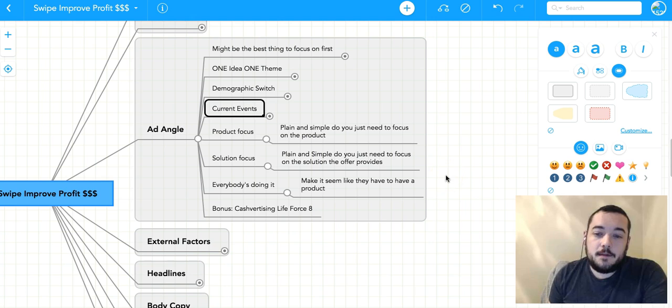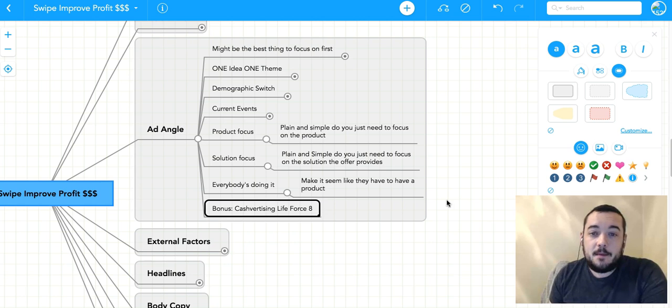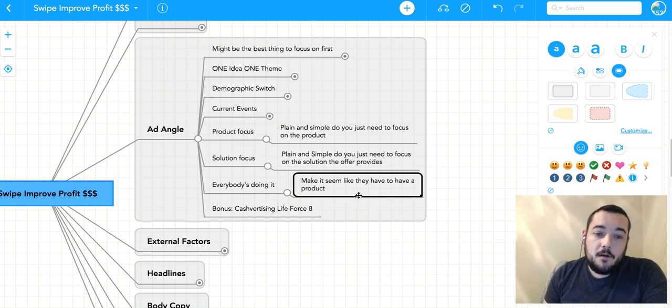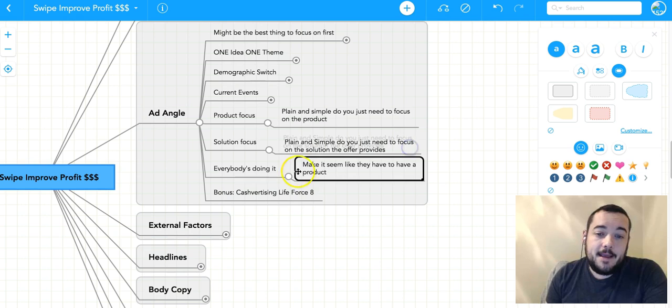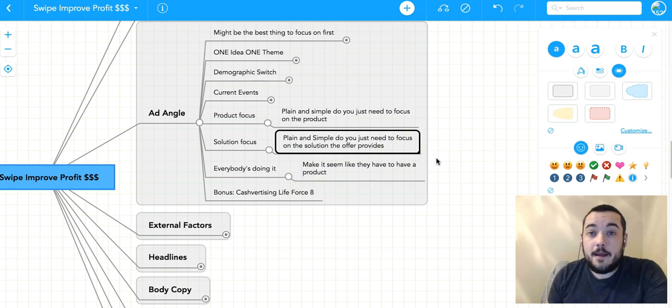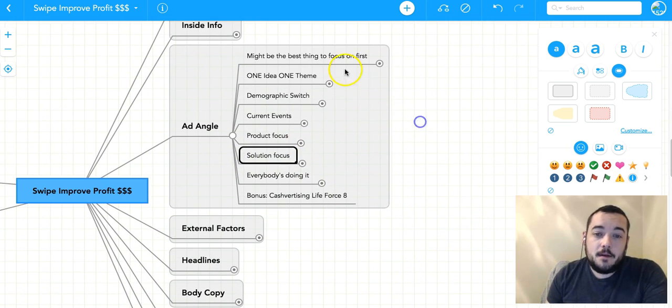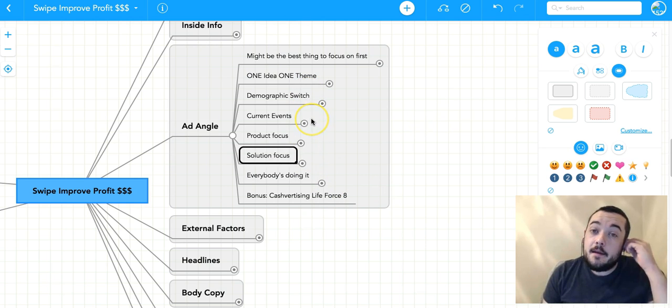Next, everybody's doing it. Of course, here is a good one: if you have a product that is popular, then you can just say, hey, look, everybody's buying this product. Everybody has it. You don't have it. This goes back to the Life Force 8. Keeping up with the Joneses is basically one of the Life Force 8. Keeping up with your neighbors, your friends, your brother, your uncle, your brother-in-law, sister-in-law, whatever the case may be. So making it seem like they need something and everybody else has it is also a great angle to take. So these are my main angles that I use for my pieces. When I'm writing a new piece, sometimes I will write one for almost every single one of these. I will change up the angle in some way.